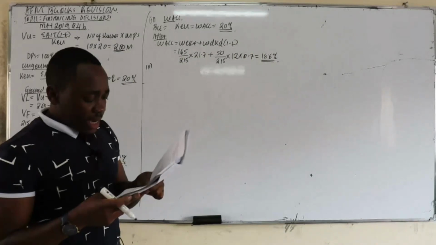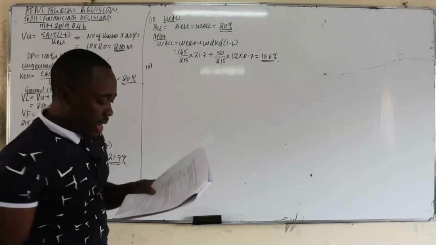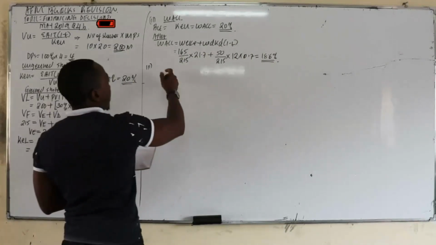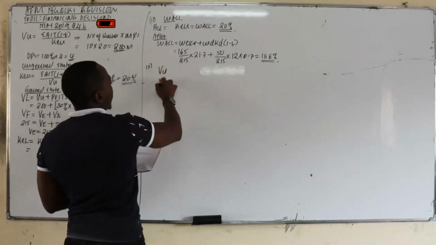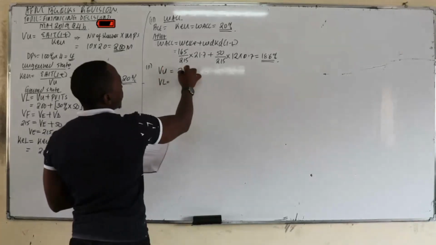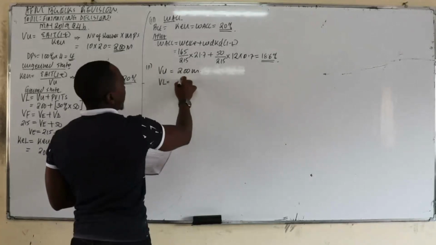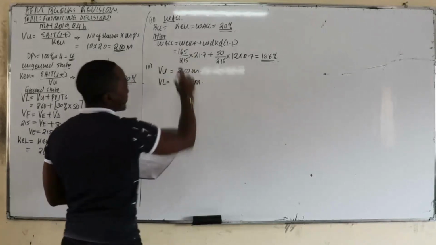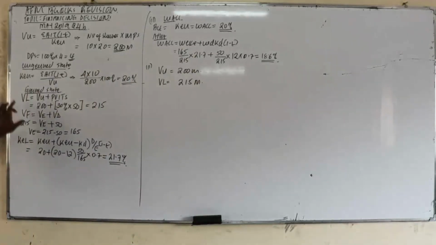Number 3. The current market value of the firm before and after the issue of the debt. The value of the ungeared firm and the value of the levered firm. The value of the ungeared is 200 million. The value of the levered will be? We had already computed that. The value of the levered and unlevered firm.